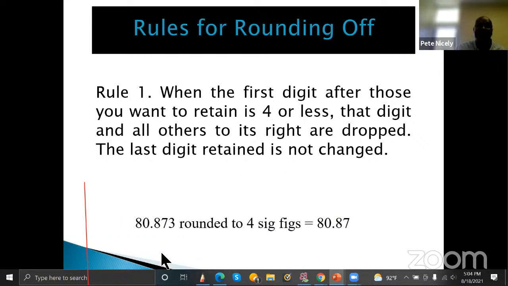So let's look at this example. Let's say you want to round off 80.873 to 4 significant digits. So in other words, you want to round off to where the 7 is, right? So that means that you're going to drop all the digits after the 7, which in this case is only the 3. And because 3 is 4 or less, that means that the remaining last digit remains unchanged. So therefore, this number rounded off to 4 significant figures would be equal to this, 80.87.